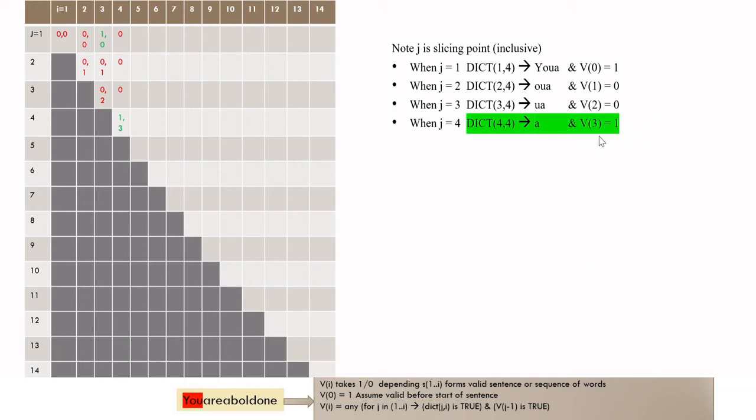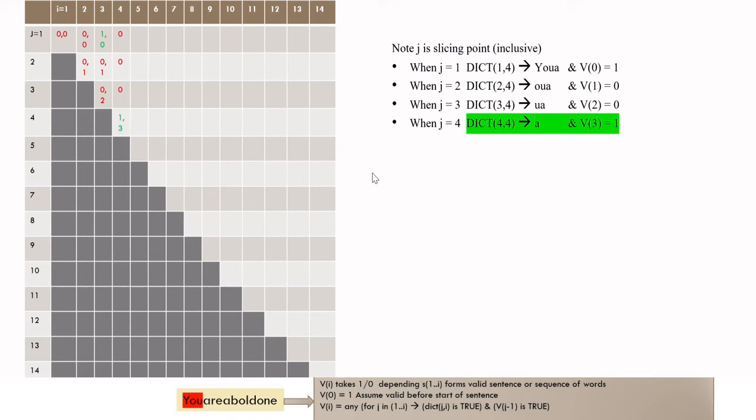V of 3, we know, is a 1 because at least one of these was valid. So V of 3 was 1, and therefore this would give you a hit. And this gives you a hit, so it becomes 1 because it's true, and the previous came from 3. The previous sentence ended at 3, because by searching here, we found that there was a valid position, and that was 3, right? The word of size 1 was the matching one.